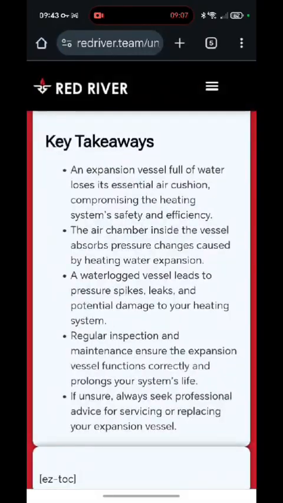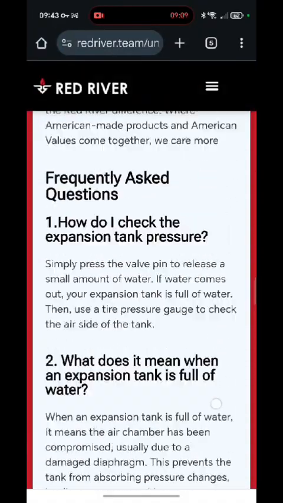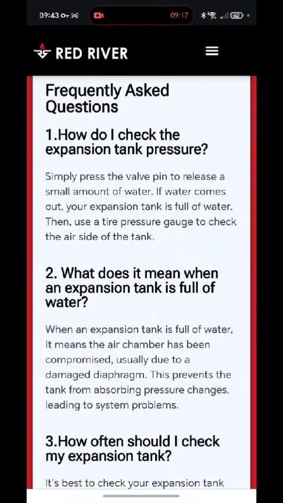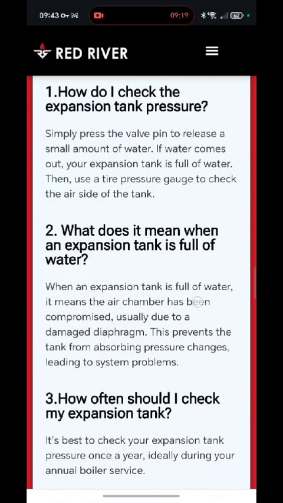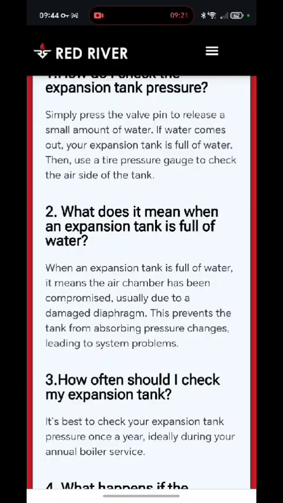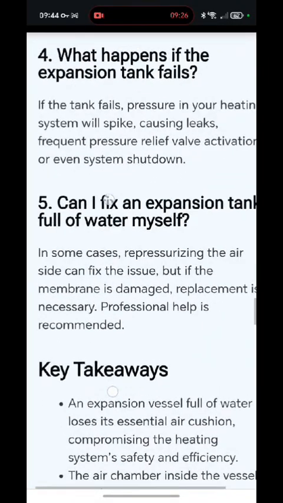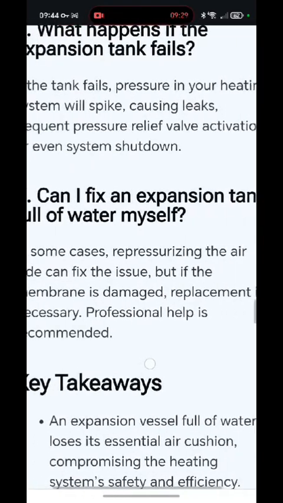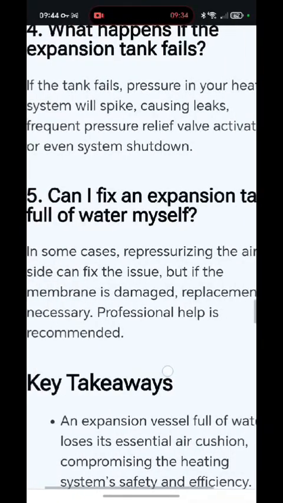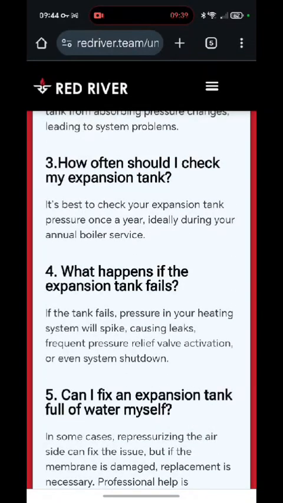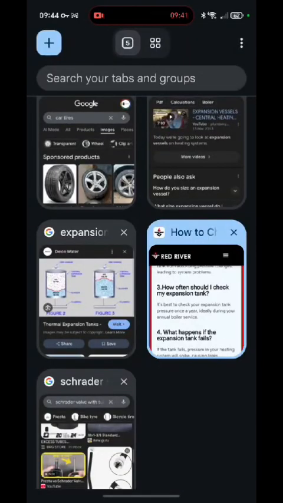So again, it's not 100%, but even one of the main manufacturers that may be manufacturing a lot of the vessels you may come across, whether it's a domestic or commercial boiler, says it here. If we go down to 0.5, can I fix an expansion tank full of water myself? In some cases, repressurizing the air side can fix the issue, but if the membrane is damaged, replacement is necessary. So just because we see water coming out of the pin doesn't necessarily mean that the membrane is damaged.